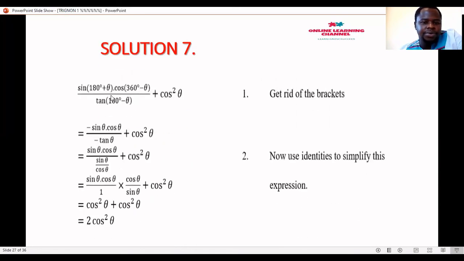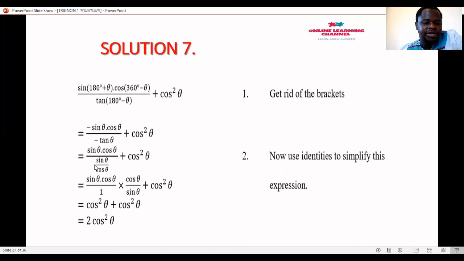So now, first you get rid of the brackets. It will be sin(180 + theta) is negative sin theta, cos(360 - theta) is cos theta, tan(180 - theta) is negative tan theta, plus cos squared theta. So now here you've got a tan, it's a quotient, so you can change it to sin theta over cos theta. So this negative and negative will cancel.